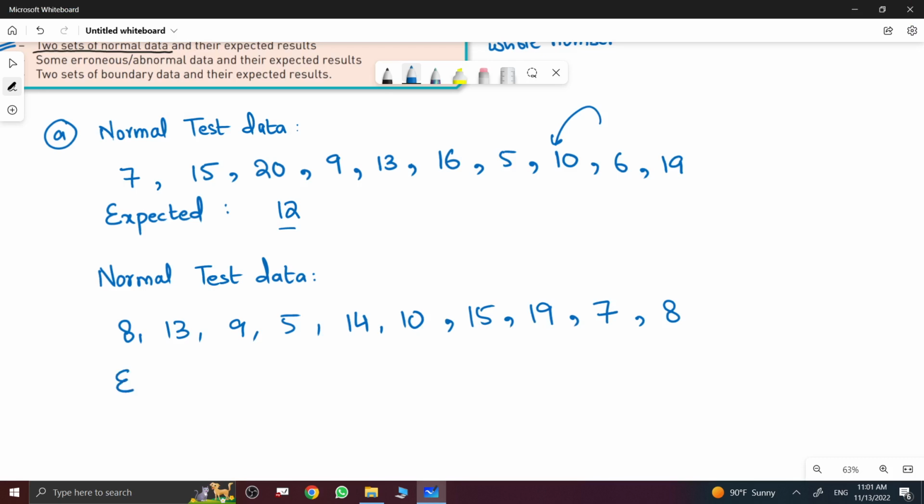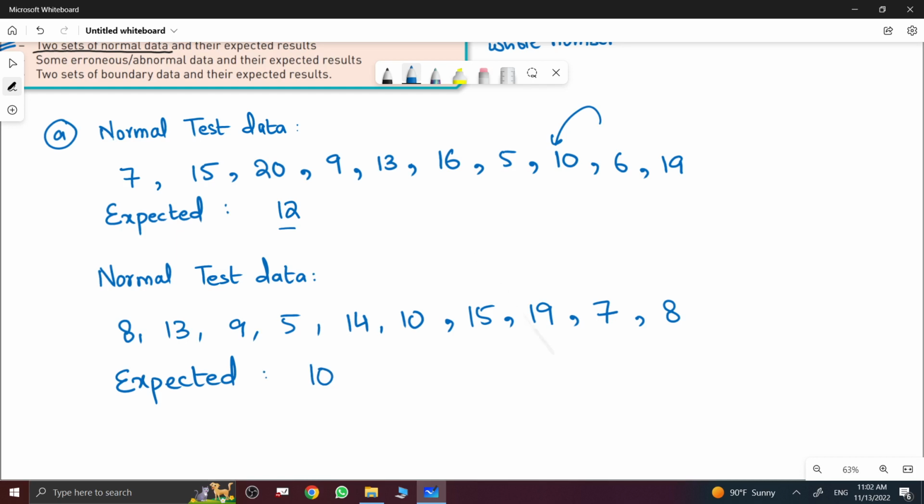Now, the expected result, again, you can calculate manually and write down here. The expected average for all of these marks can be. So now for this example, the average marks will be 10. So if you put this normal data in your algorithm and the actual result matches your expected result, you can conclude that yes, the algorithm is working the way it should.